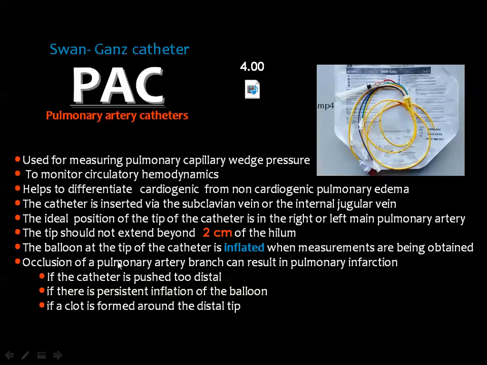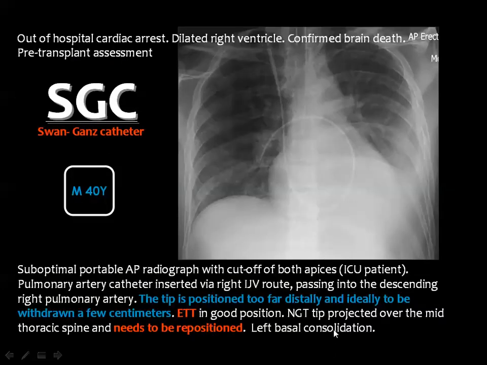Then the balloon tip is inflated when measurements are being obtained. And the occlusion of the pulmonary artery branch, you remember, can also result in pulmonary infarction if the catheter is pushed too distal, or if there is persistent inflation of the balloon, or if a clot is formed around the distal tip of the balloon.